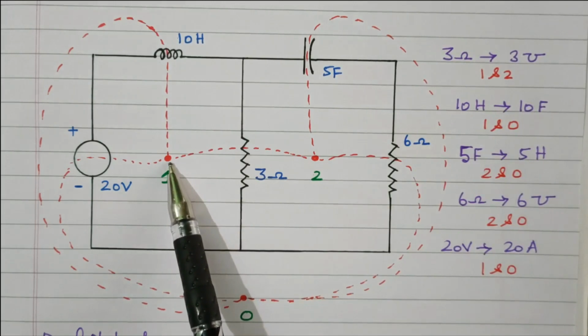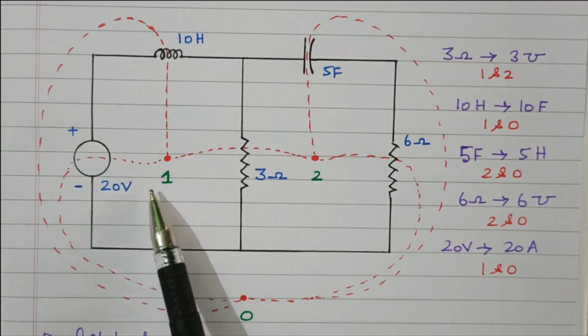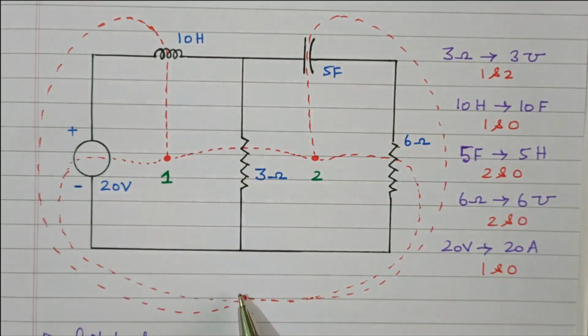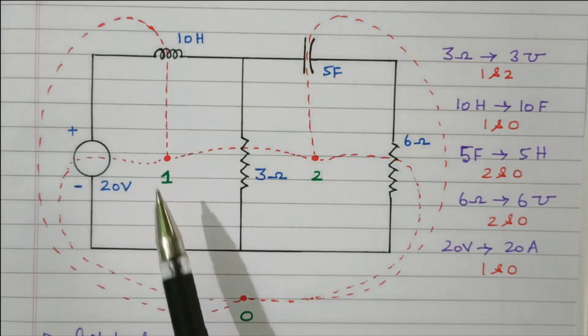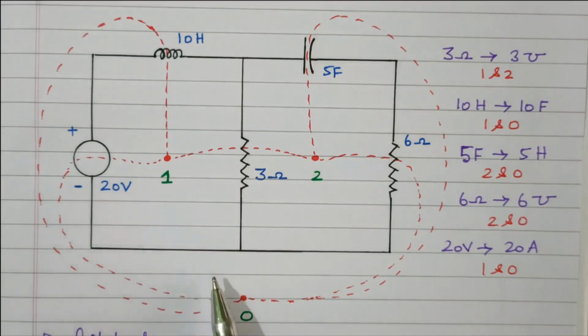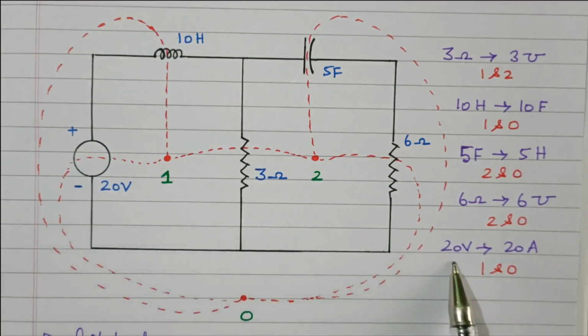Now we'll see the elements available between dot 1 and 0. There is a 20 volt voltage source and a 10 Henry inductance between 1 and 0. We need to draw separate dotted lines through the voltage source as well as the inductor. First we will see the voltage source. The dotted line is drawn between 1 and 0 through the 20 volt voltage source. Now this 20 volt voltage source is converted into a 20 ampere current source, which is connected between 1 and 0.